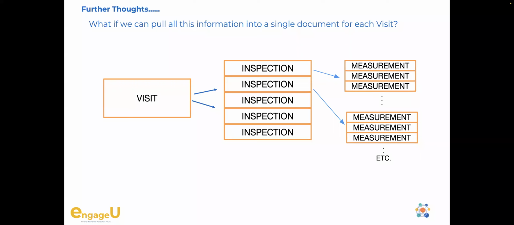But what if we pull all this information for a visit into a single document? A visit has inspections, it has measurements, and you can already pull into the measurements the pass criteria and so on, and you can store the results.